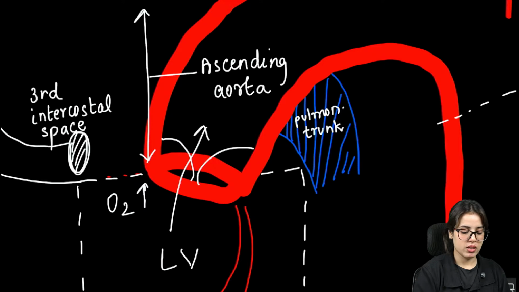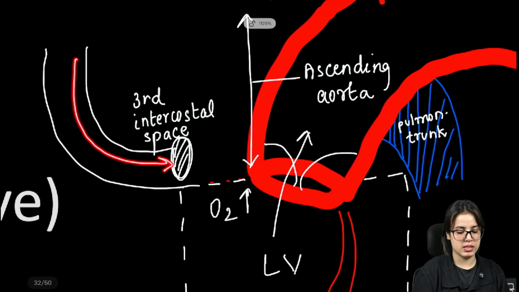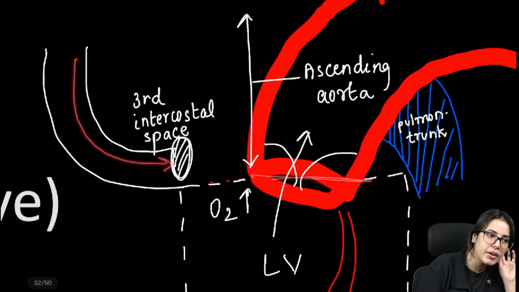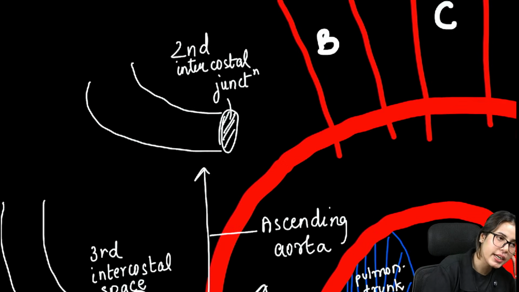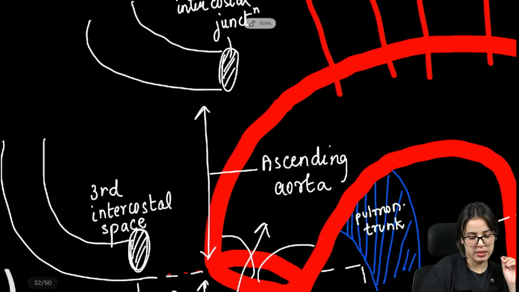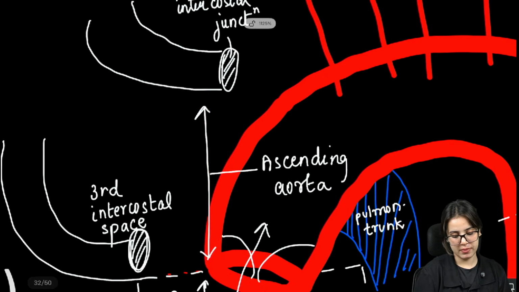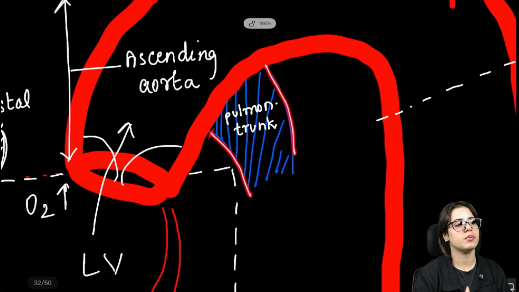Okay, now this part is the ascending aorta. From what to what? From the third intercostal space. Third intercostal space, it starts. The ascending aorta starts there and ends at the second intercostal junction. Second intercostal junction, it ends. So it starts from here, it ends here. The ascending aorta. Okay, what does it have? Just below it has the pulmonary trunk crossing after bifurcation.